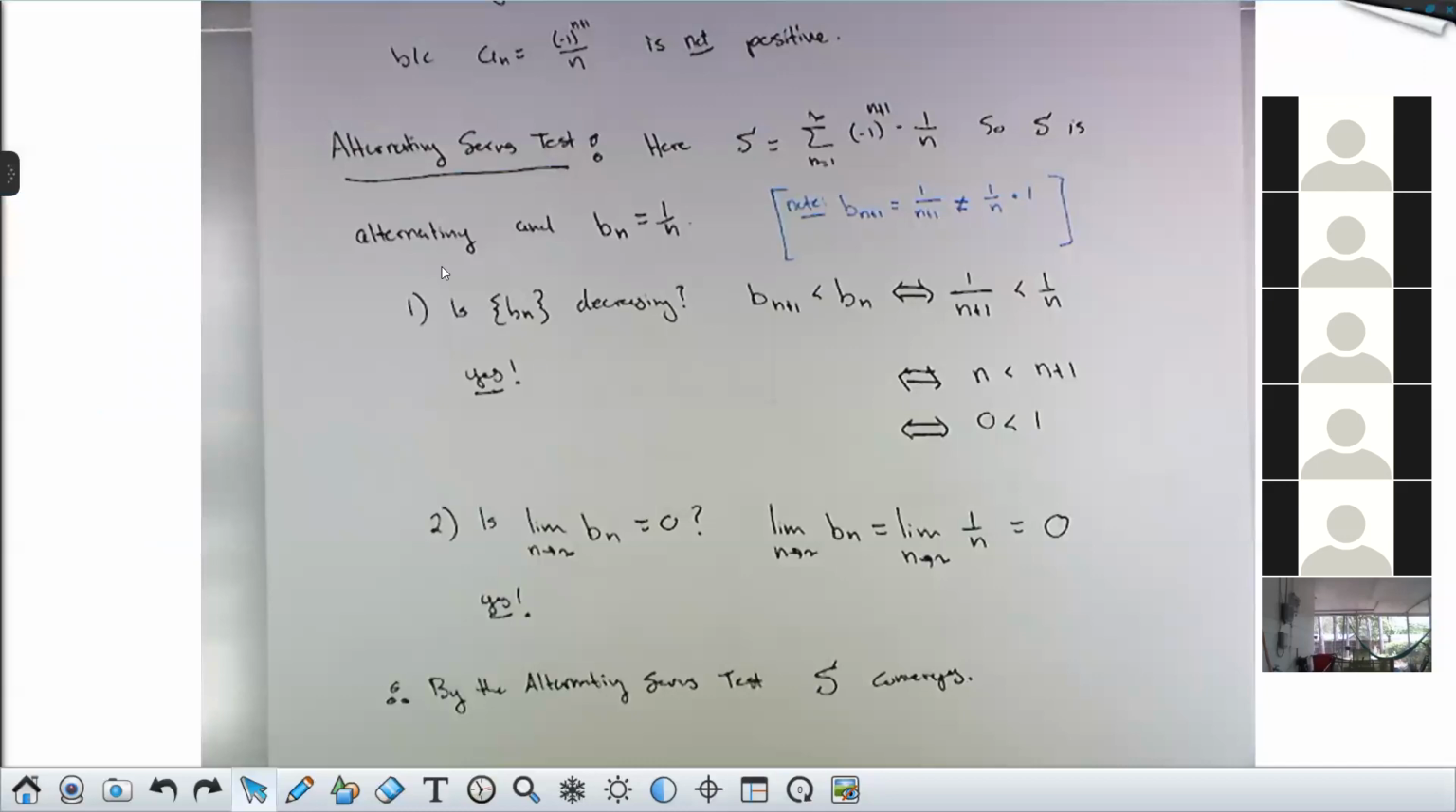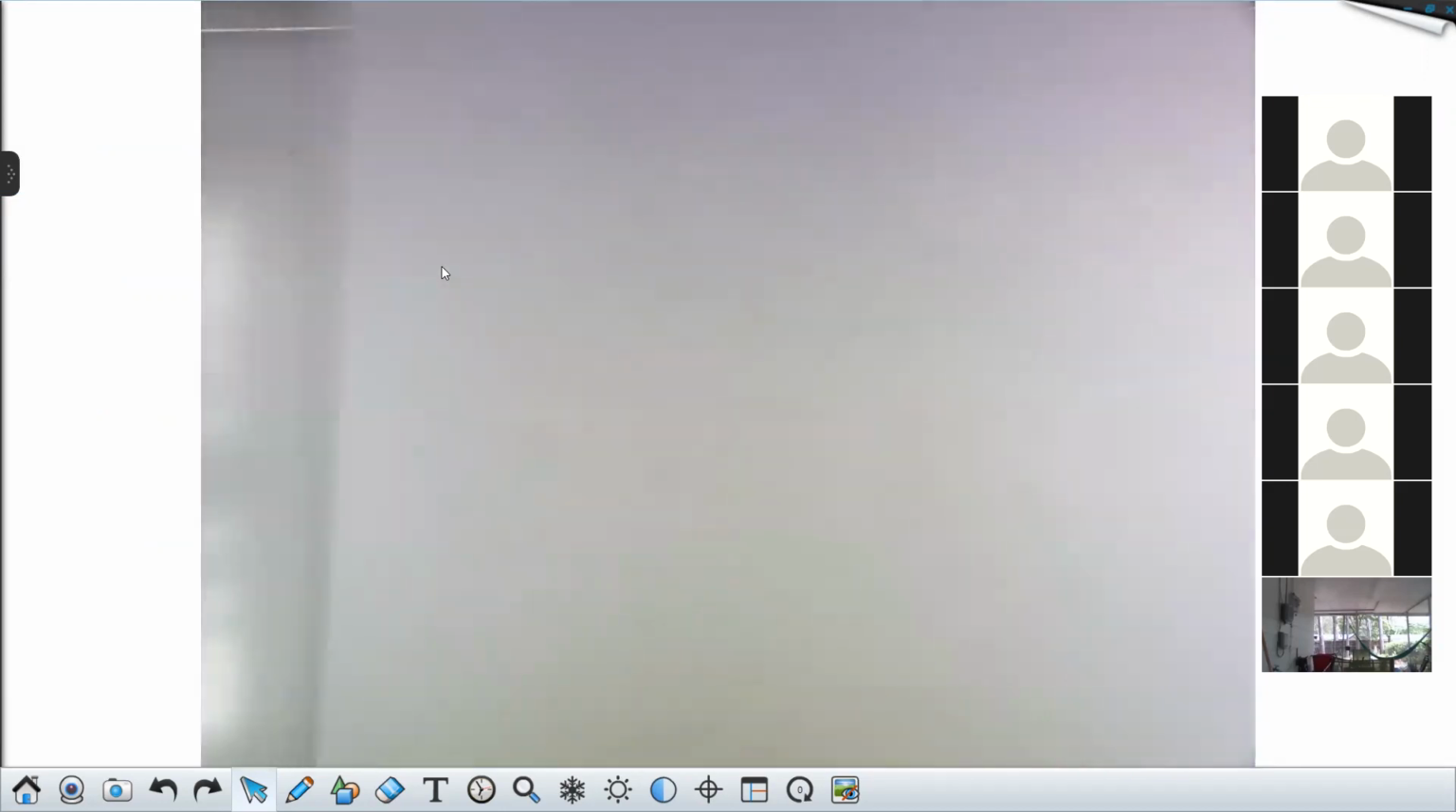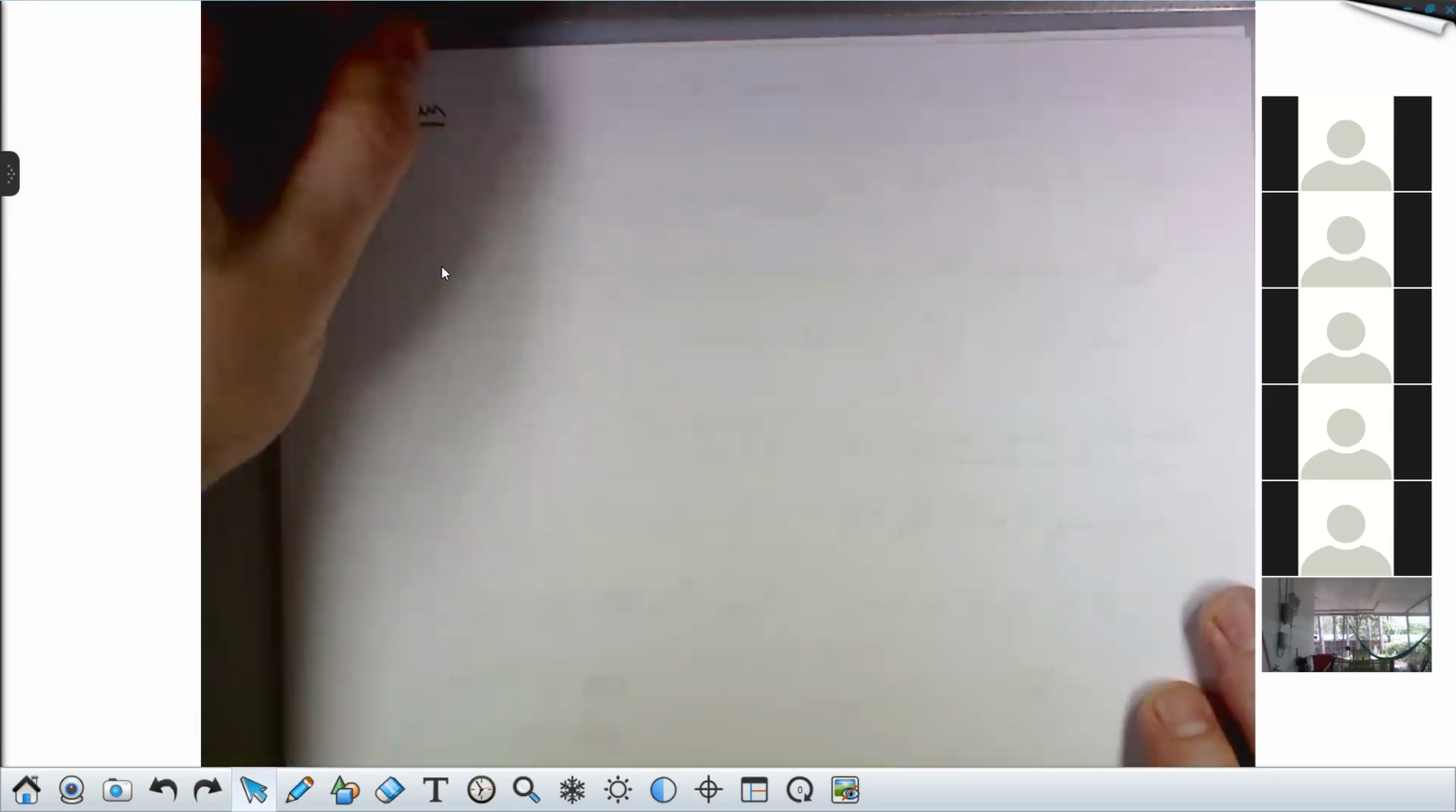Alrighty, gang, we are going to get started with our lab. Today, lab is just going to be a continuation of the lecture because I want to share with you guys the second half of the alternating series test. It's really its own theorem. So without further ado, here we go. This theorem has its own name. It's called the estimation theorem.